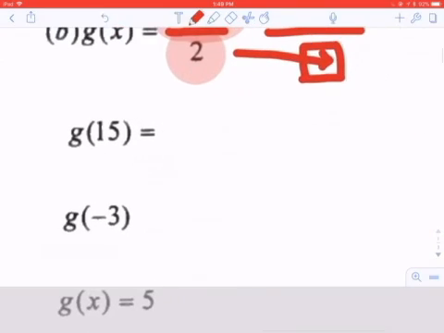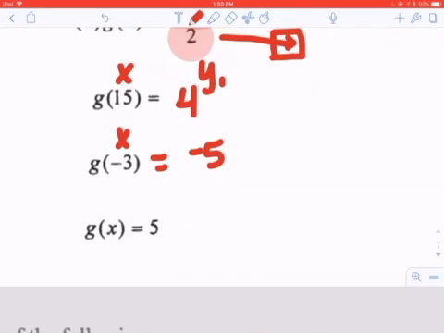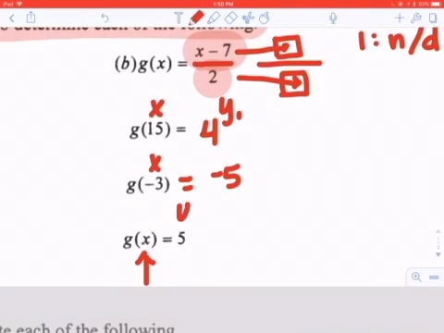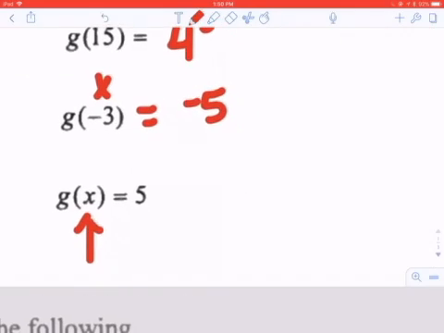And again, now we've got an x value. When x is 15, what does your y1 column say? It should say 4. When x is negative 3, what should your y1 column say? Negative 5. And now this is different. It's asking you to find x when y is 5. So now we're still looking at that y1 column, and we're looking for where y1 is 5. And y1 is 5 when x is 17.